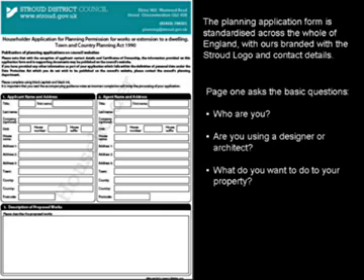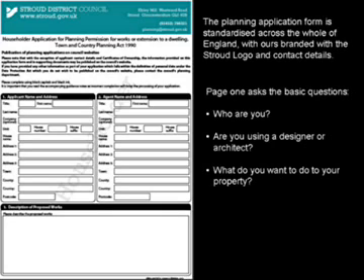Planning application forms are standardised across the whole of England, with ours branded with the Stroud logo and our contact details. It is, however, perfectly acceptable for you to use the householder planning application form from any other district council or from the planning portal.